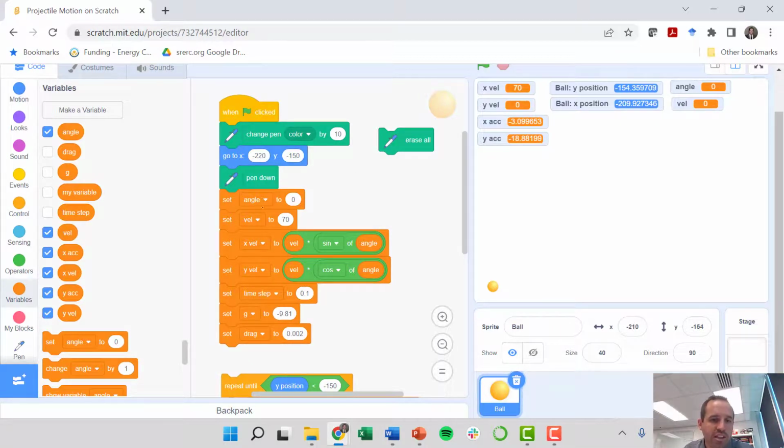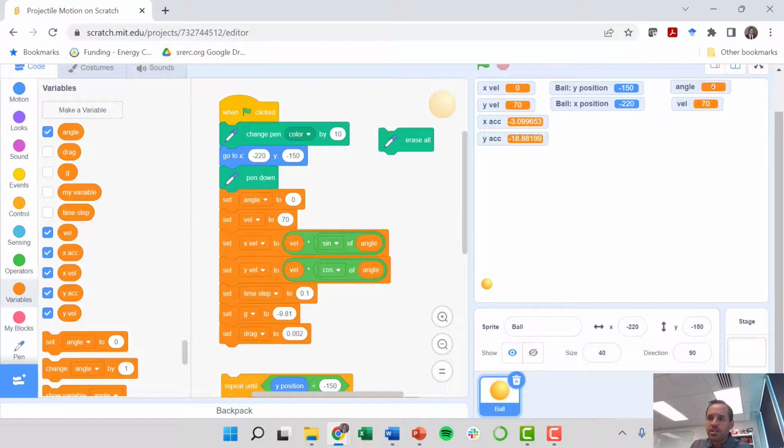So if I give this a launch angle of 0 and a velocity of 70, let's make sure that my x and y velocities are calculated appropriately. And actually, let's see. Yeah, so they're here still. So I'm going to click go. Okay, so let's see what happened. So I did set my launch velocity to be 70 and my launch angle to be 0.